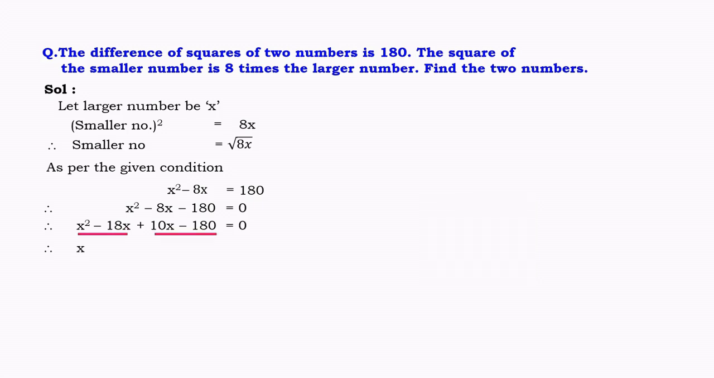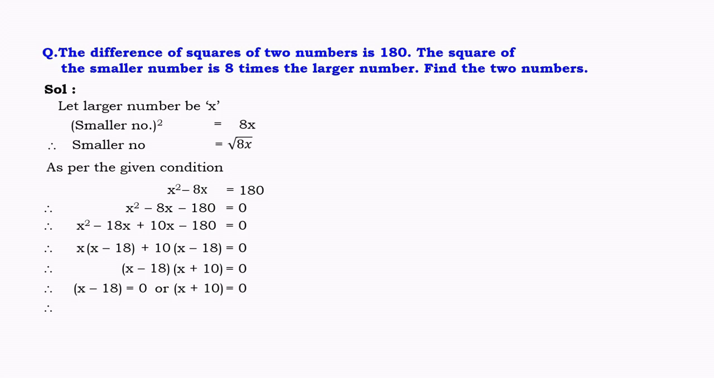Taking common factors, we get x multiplied by (x minus 18) plus 10 multiplied by (x minus 18) equals 0. Factoring further, we obtain (x minus 18) multiplied by (x plus 10) equals 0. Therefore, x minus 18 equals 0, or x plus 10 equals 0. So, x equals 18, or x equals negative 10.